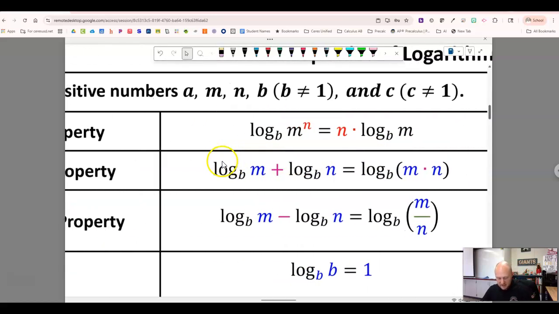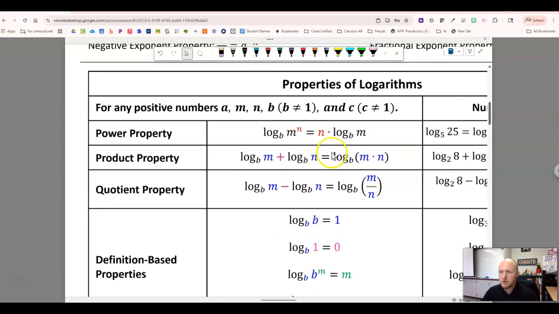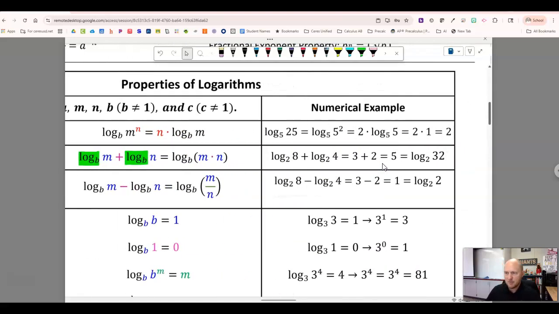Let's also look at the product and the quotient property. When you are adding two logarithms that have the same base, it's very important that you understand that this property only applies to logarithms that are the same base. I can multiply these arguments. So since I'm adding, I can multiply those arguments. And here's an example of this.